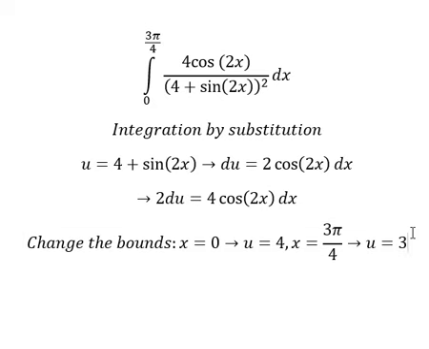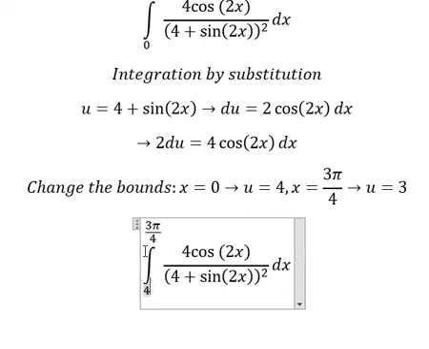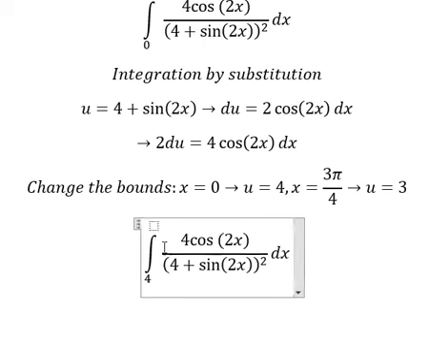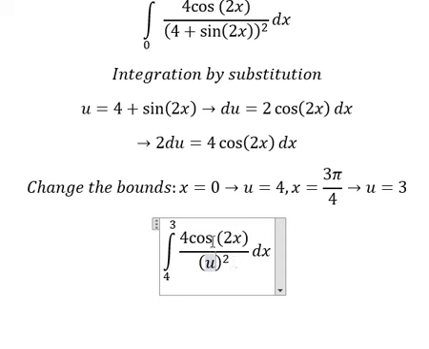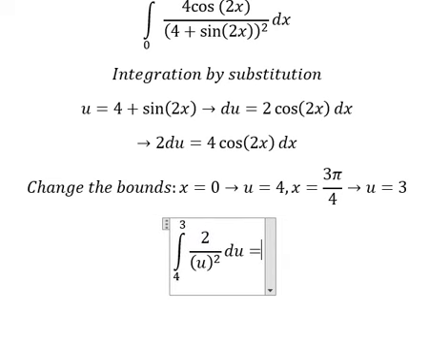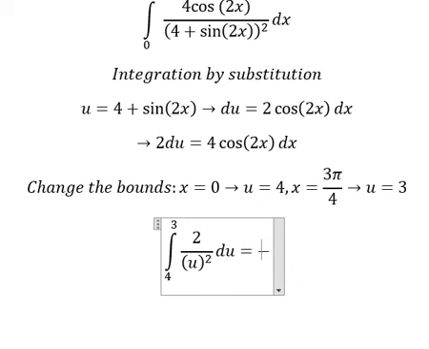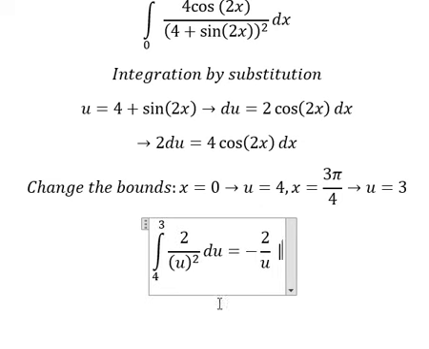So 0 we change for 4. This one we change for 3. This one we change for u. 4 cosine 2x dx we change for 2 du. The integration of this one, we have negative 2 over u, and we put the bounds from 4 to 3.